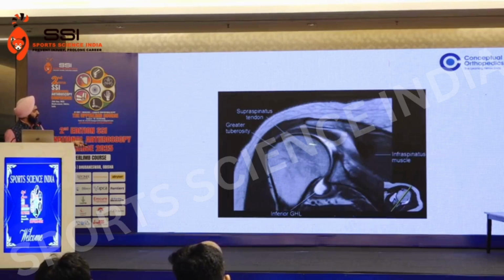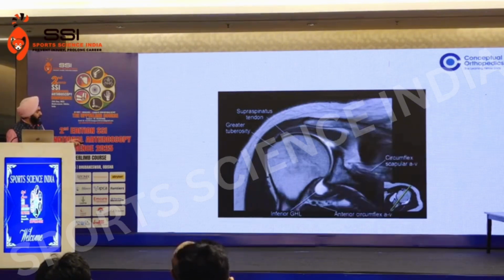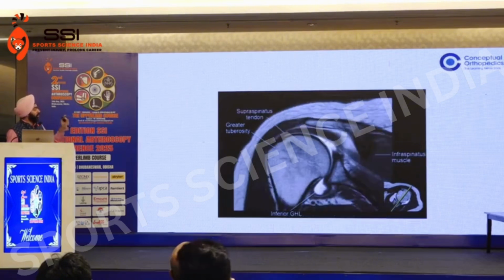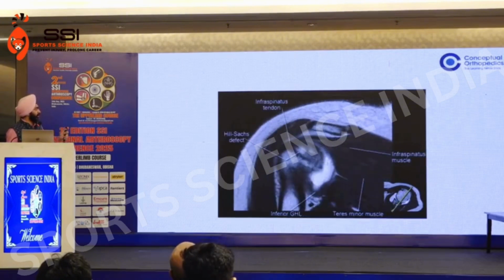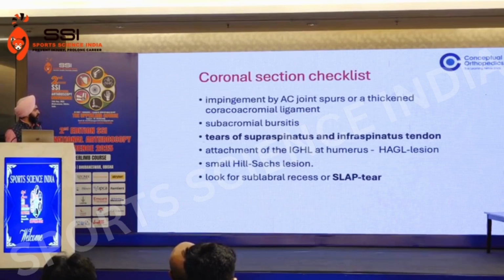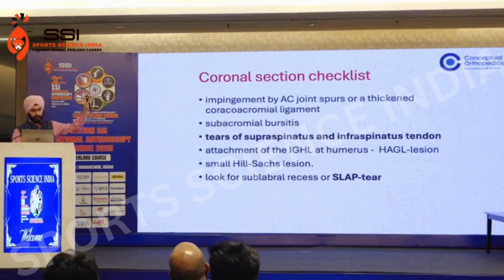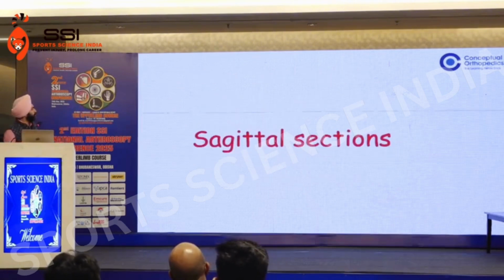And if there is a discontinuity in the tendon, that's your rotator cuff tear. Sometimes you may also be able to visualize the biceps and the SLAP tears here. There's some gap between the biceps anchor and the glenoid, the SLAP tear. So what you want to diagnose here is your rotator cuff tears, the supraspinatus and infraspinatus tears, and a SLAP tear. Or if there's some edema above your cuff, that's your subacromial bursitis. Okay, the coronal section is done.